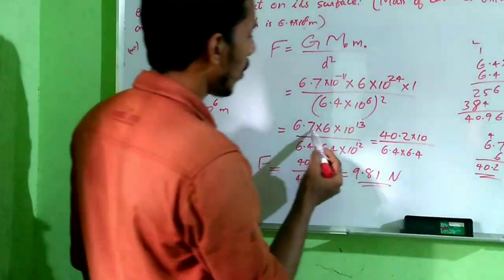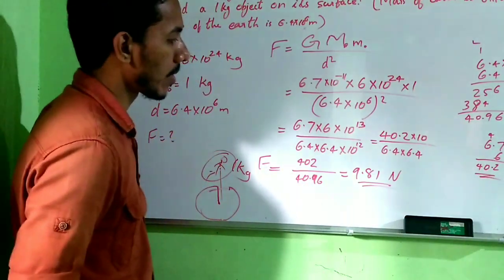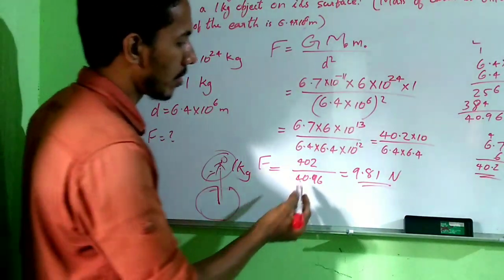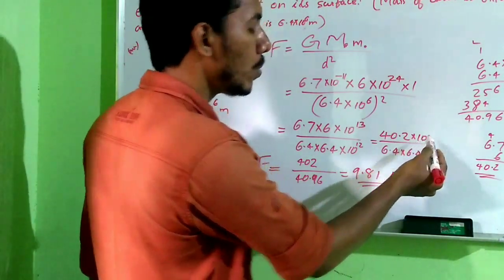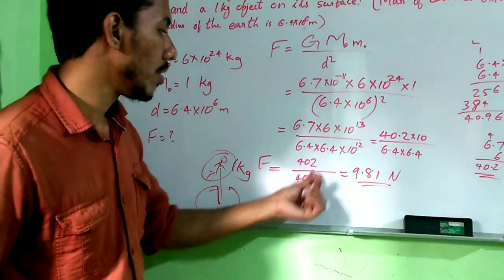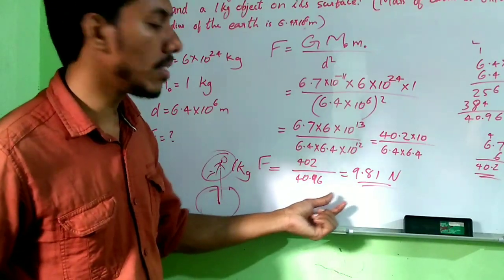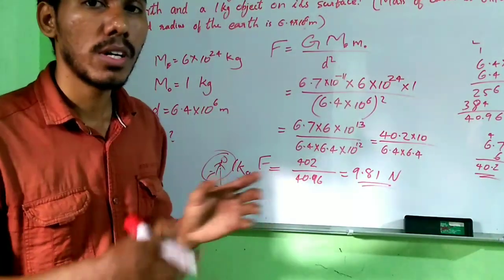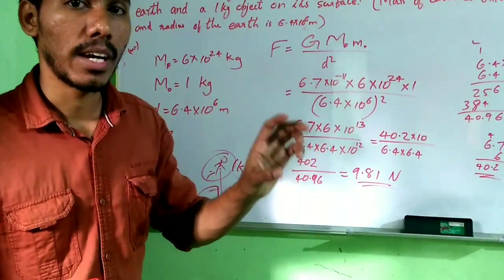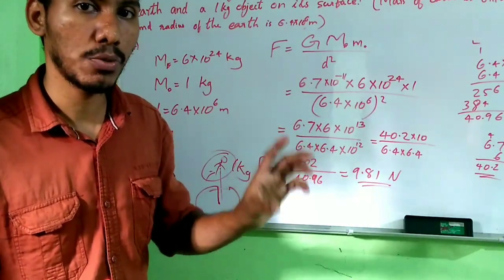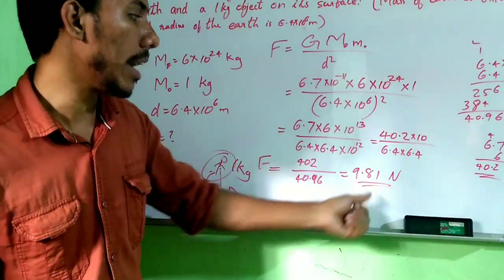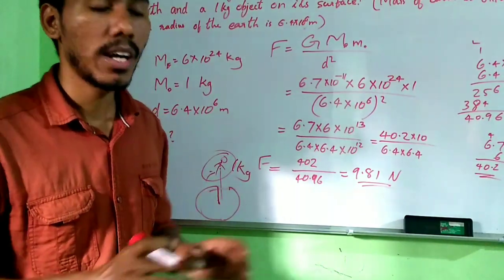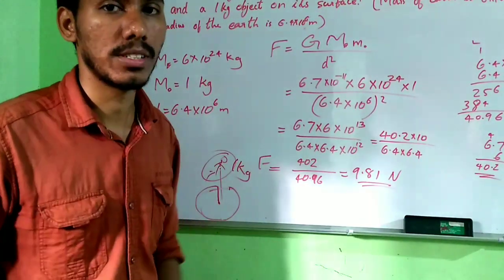Then 6.7 into 6 is 40.2. 6.4 into 6.4 is 40.96. So 4.02 into 10 is 402 divided by 40.96, which is equal to 9.81 Newton. That is the answer. So for an object having a mass of 1 kilogram, the attractive force between the earth and that object is 9.81 Newton. That force is acting downward.